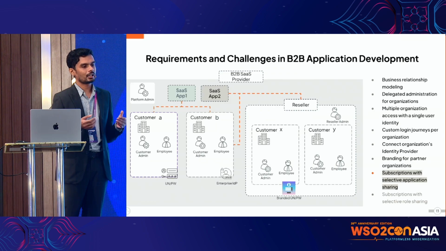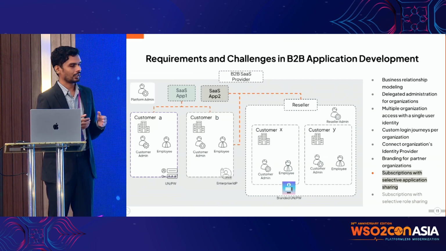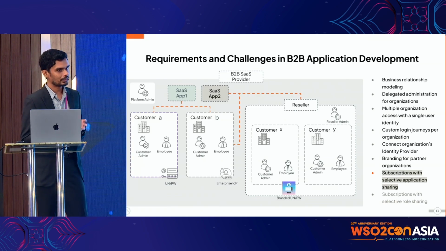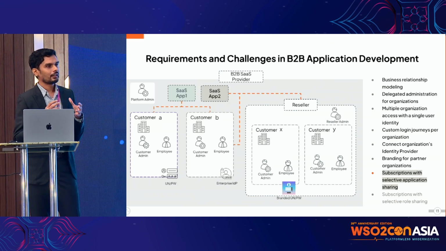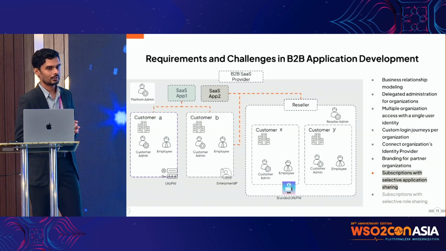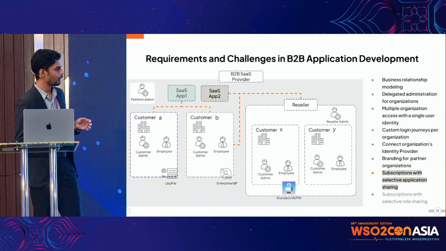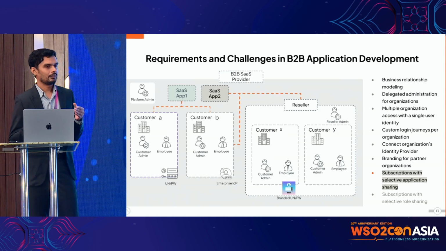So we see there are two main ways to model feature subscriptions. So the first one is selectively bundling the feature subscription with a subset of applications. So selectively sharing the applications with the sub-organizations is an important way to model feature subscriptions in a B2B business.